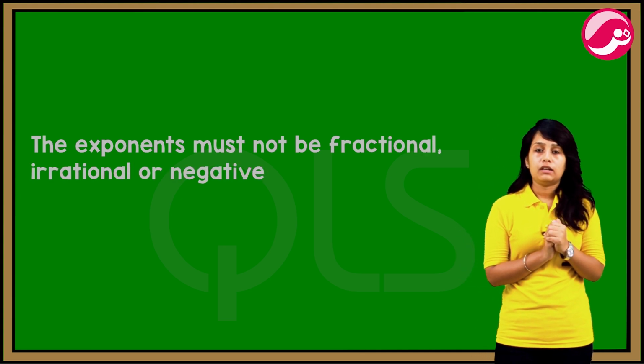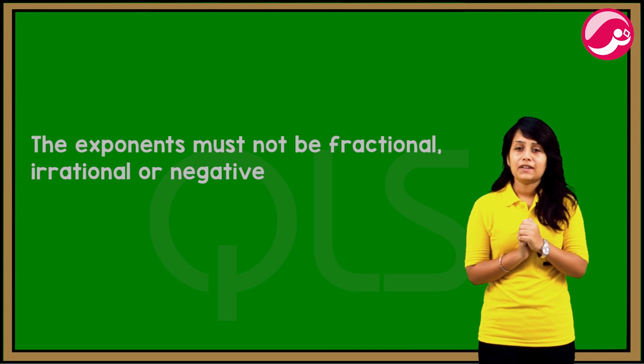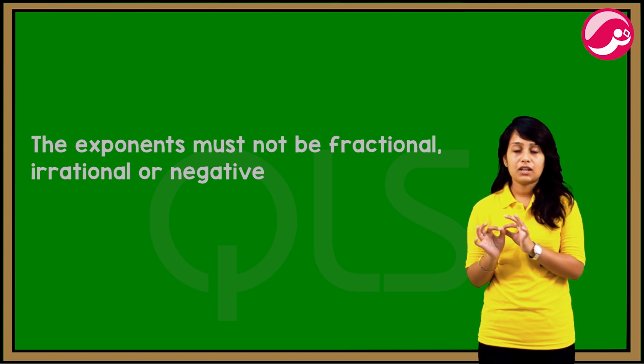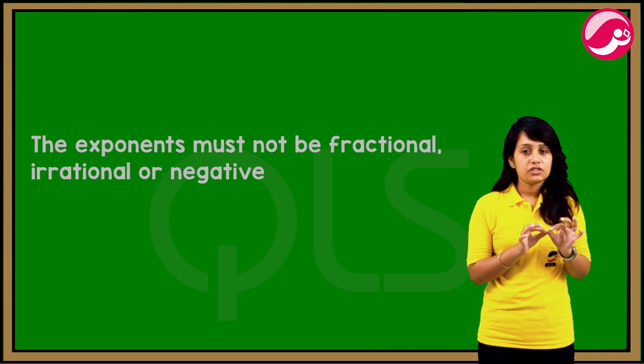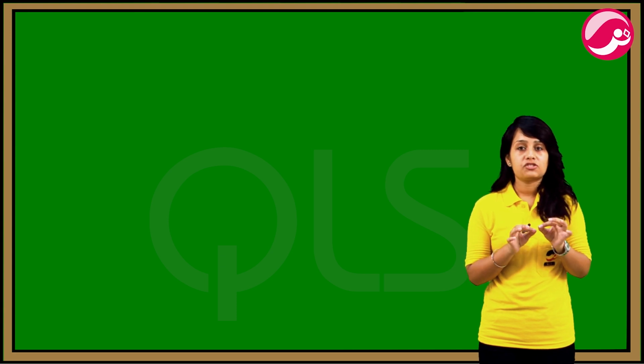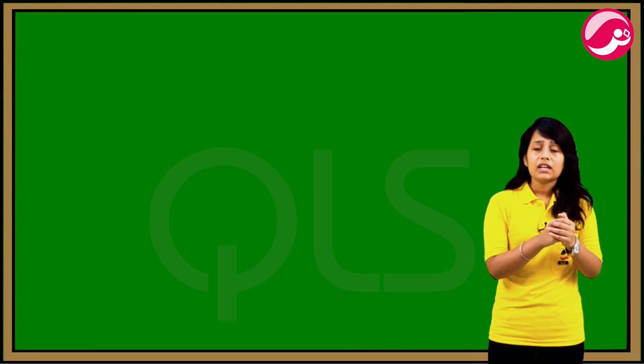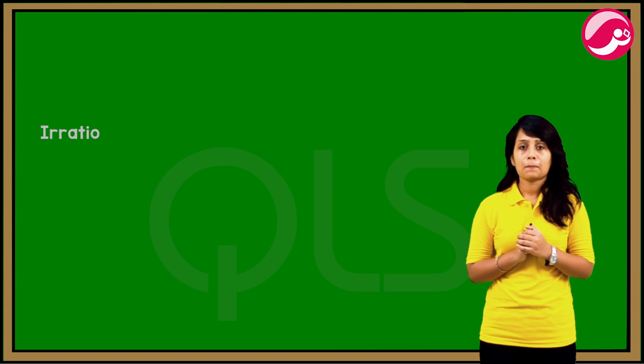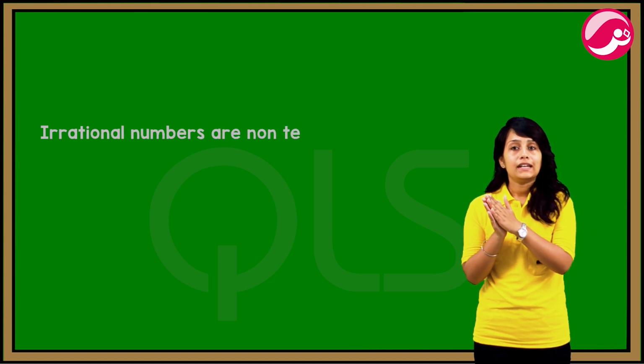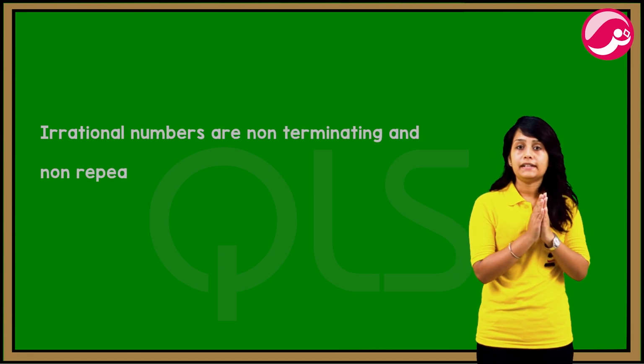Now I am sure you must be wondering what is an irrational number. Friends, numbers are classified as natural numbers, whole numbers, integers, rational numbers, irrational numbers and real numbers. Now what are rational and irrational numbers? Irrational numbers are non-terminating and non-repeating numbers.